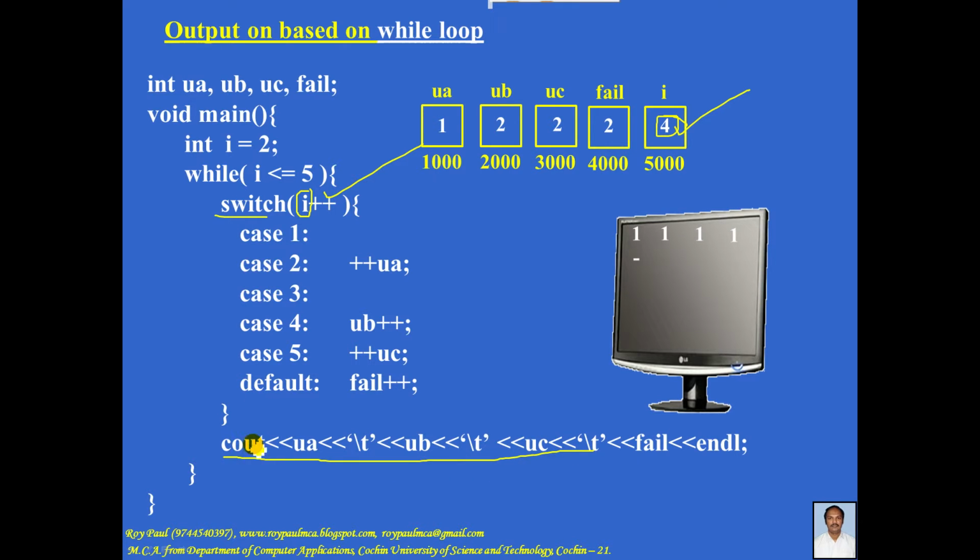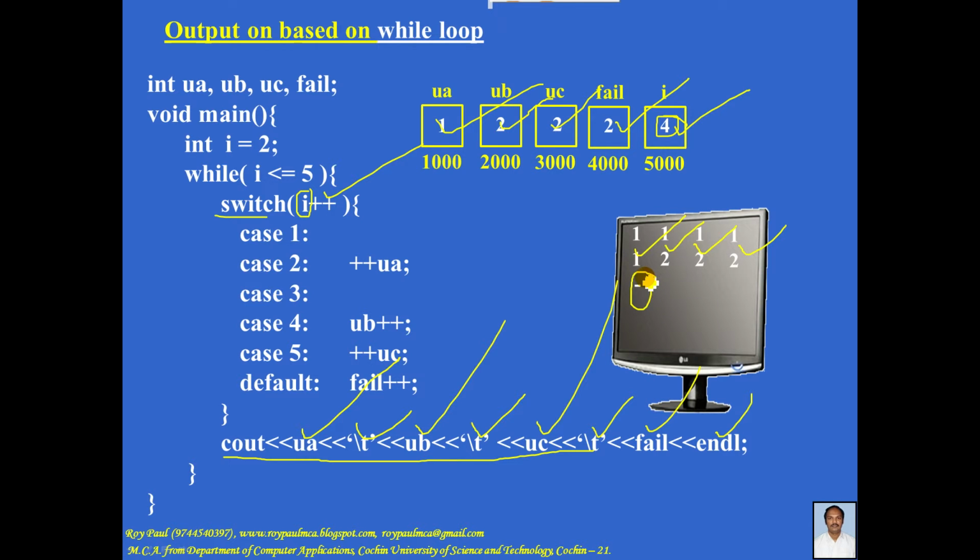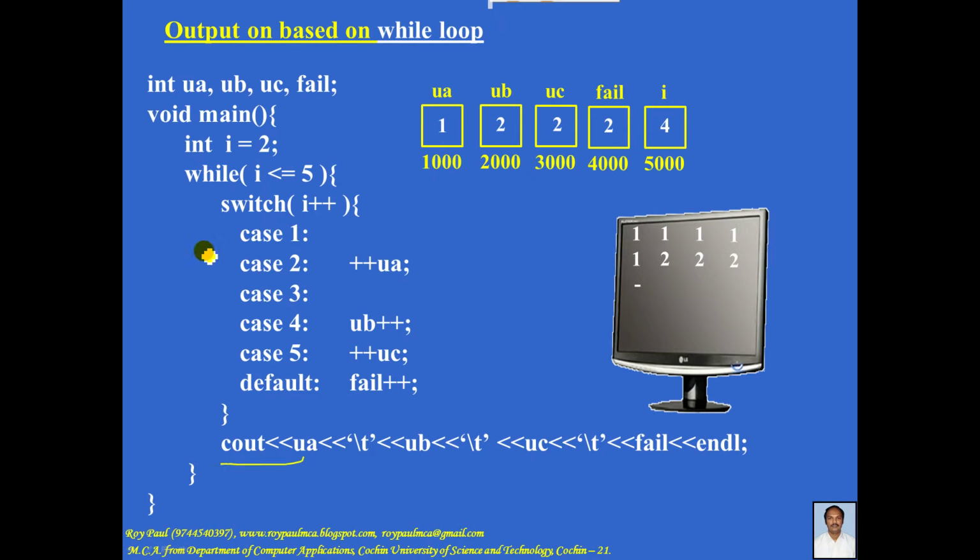Here you get the second line of answer. Cout output operator UA, so you get 1 followed by 4 space, UB contains 2, followed by 4 space, UC contains 2, followed by 4 space, fail, variable fail contains 2. And because of endl, the cursor goes to next line. Now after executing this, control comes here. Your variable I contains 4. So 4 less than or equal to 5, condition true, control comes inside.